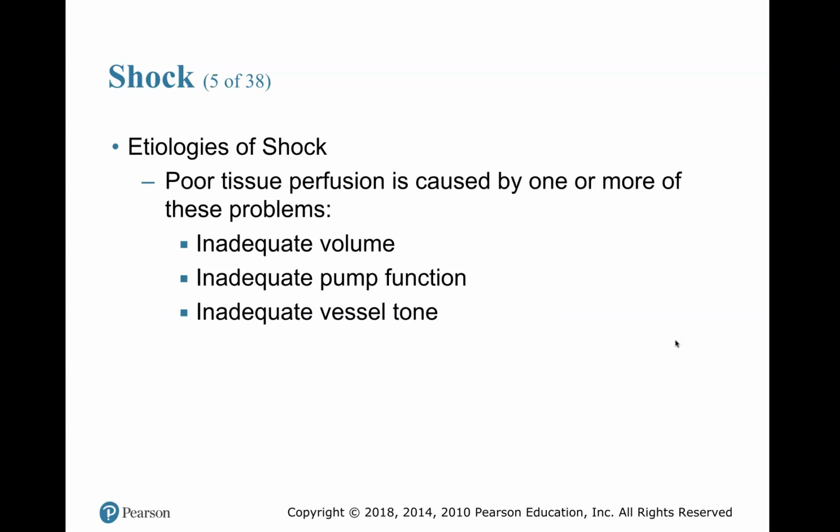The etiologies of shock. Poor tissue perfusion is caused by one or more of these problems: inadequate volume, inadequate pump function, and inadequate vessel tone. Inadequate volume means inadequate amounts of blood being pumped from the heart to the rest of the body. Inadequate pump function means the heart cannot pump an adequate amount of blood. And inadequate vessel tone means constricting or dilating, slowing down the rate of perfusion.